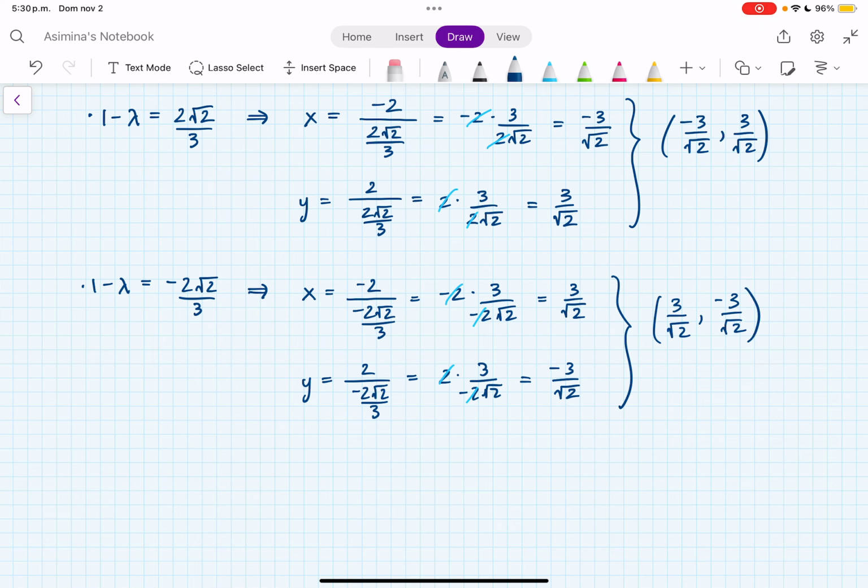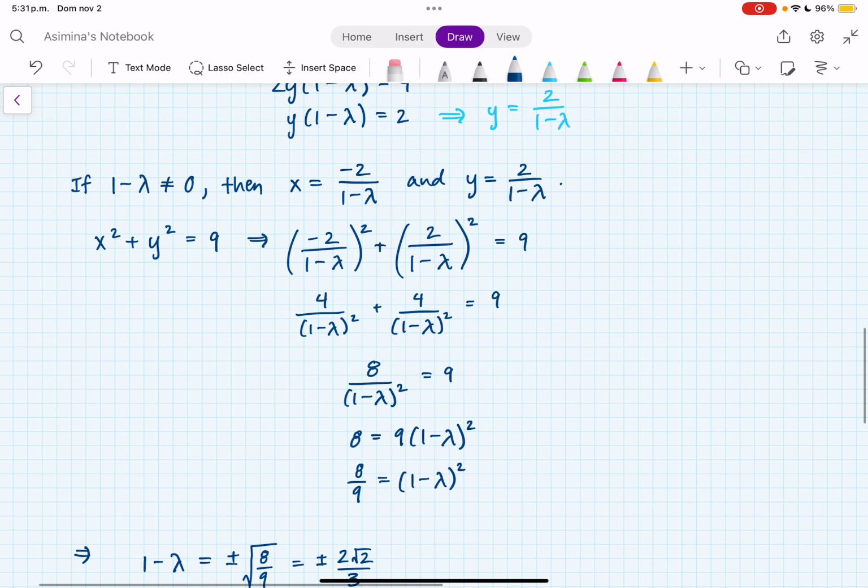Great. So what have we done so far? We've basically done step 1 of the method of Lagrange multipliers. We found the values of x and y such that the gradient of f equals lambda times the gradient of g. So what are the 3 points we got?